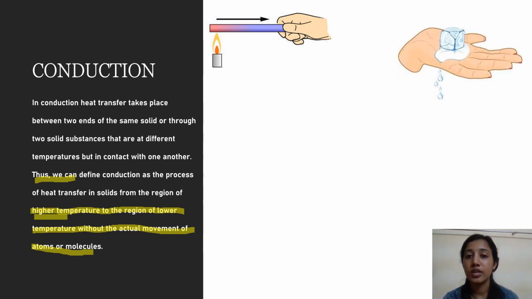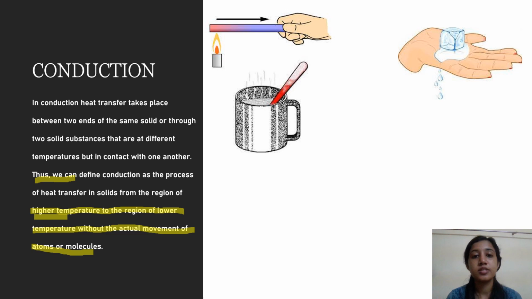Another example is if you are holding a piece of ice in your hand, what will you see? You will see that after some time the ice starts to melt, right? This ice starts to melt because ice is at a lower temperature as compared to your hand. Your hand has a much higher temperature, or your hand is warmer. So the heat transfer takes place from your hand to the ice.